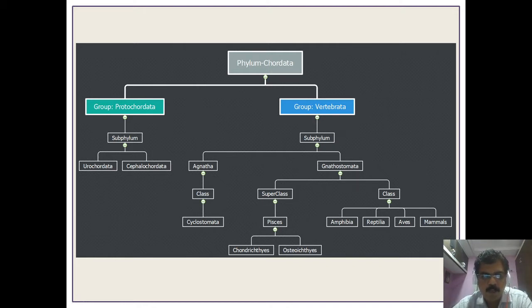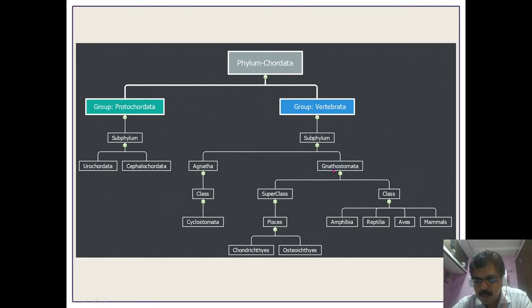This group Protochordata is divided into two subphyla: one is Urochordata and another one is Cephalochordata. Whereas the group Vertebrata is divided into two subphyla: one is Agnatha and another one is Gnathostomata. Agnatha means without jaws, and it includes the single class Cyclostomata. The subphylum Gnathostomata: Gnatho means the jaws. Those animals having the jaws are called Gnathostomata.